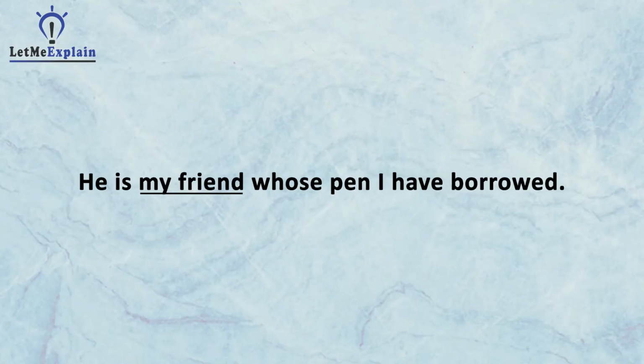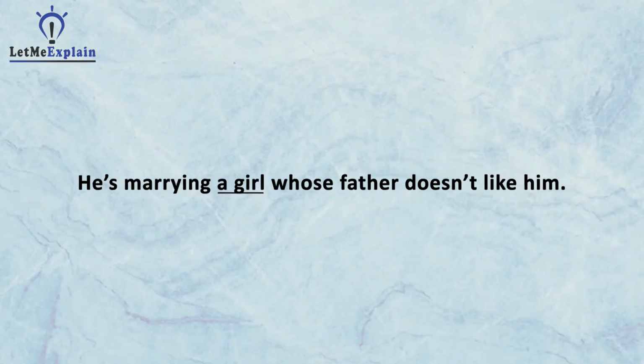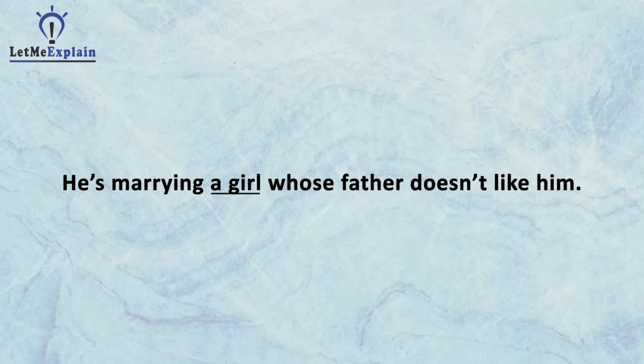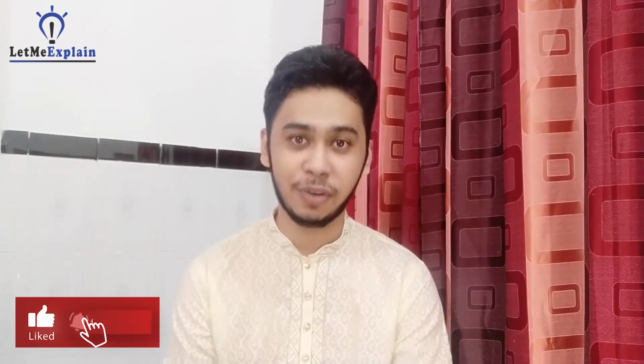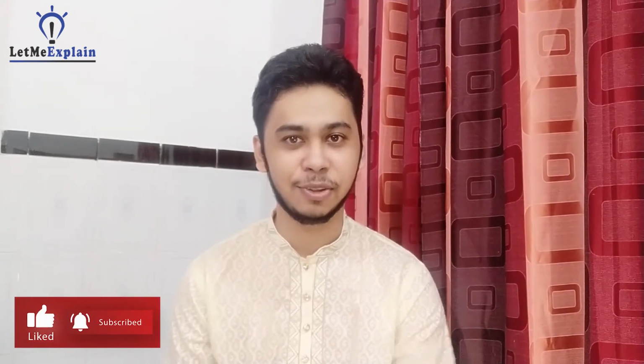He is my friend whose pen I have borrowed. So I have borrowed a pen and that pen was my friend's pen. So he is my friend whose pen I have borrowed. He is going to marry a girl whose father doesn't like him. So whose father? The girl's father. So he is going to marry a girl whose father doesn't like him. So those are the examples of whose.